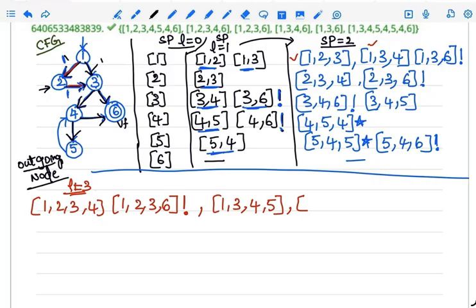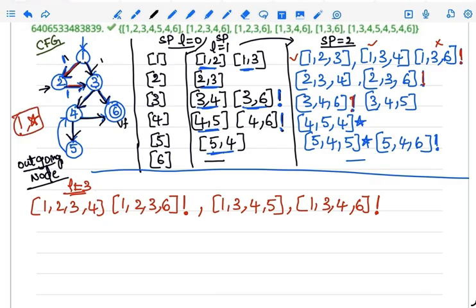So next 1, 3, 4, 6, right? This has an exclamation mark and ends. So these are the only possibilities for 1, 3, 4. Next, 1, 3, 6 cannot be extended, exclamation mark, right? These simple paths with an exclamation mark, and the star one, cannot be extended.